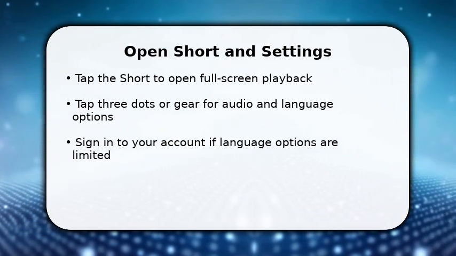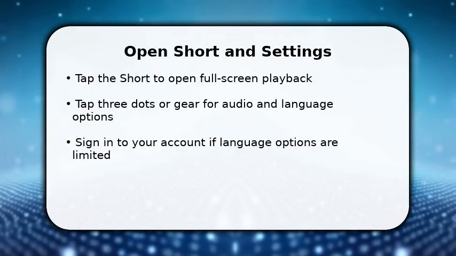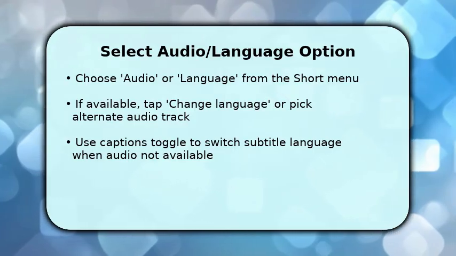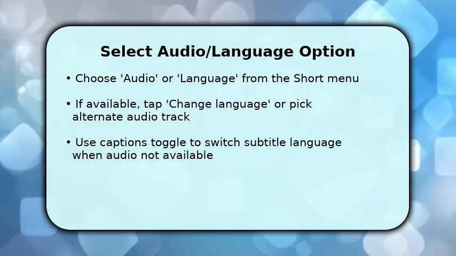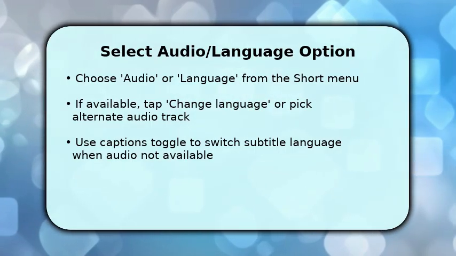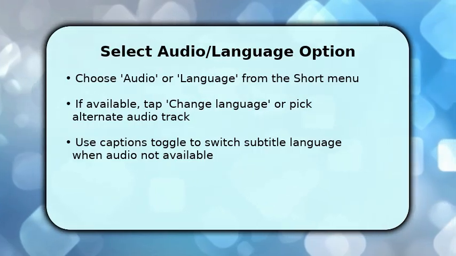Once the menu is open, select audio or language. Labels can vary by app version because you need to pick the track or translation. If multiple audio tracks exist, choose the one you want. If not, look for Change Language or Language Selector to switch automatic translations.